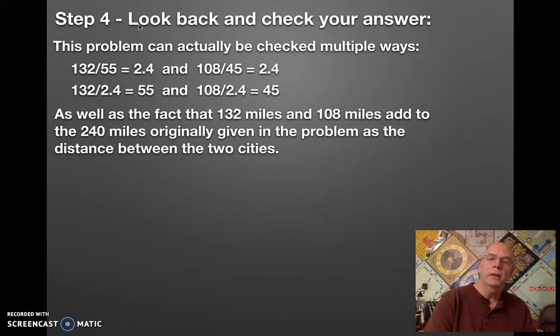Actually, there's another way. There was a piece of information in the original problem, the 240 miles. It seemed like it was just useless or extra information, but we actually can use it in the check. Because if the first car went 132 miles and the second car went 108 miles, that does add up to the 240 miles that they originally told us. So it's just another check that we can use.